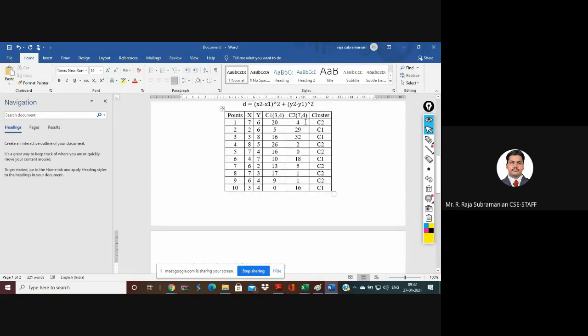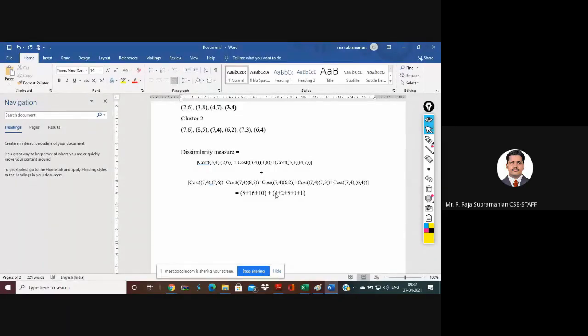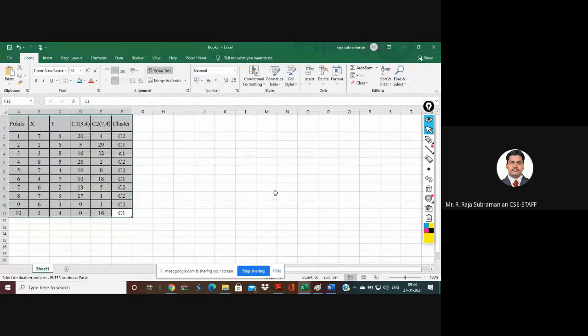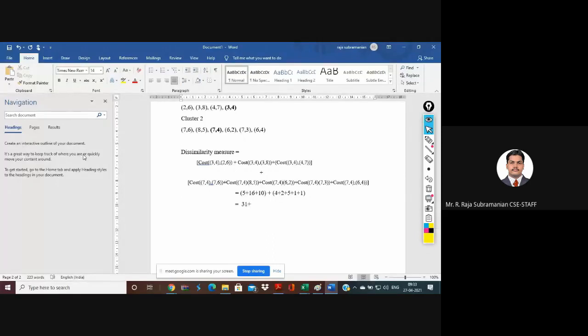For cluster 2 it is 4 plus 2 plus 5, 4 plus 2 plus this 0 is not considered, 5 plus 1 plus 1, 4 plus... Have I written it correctly, right? I take that into consideration here. So 5 plus 16 gives me 21, 31 over here. Plus 4 plus 2, 6 plus 5, 11, 13.